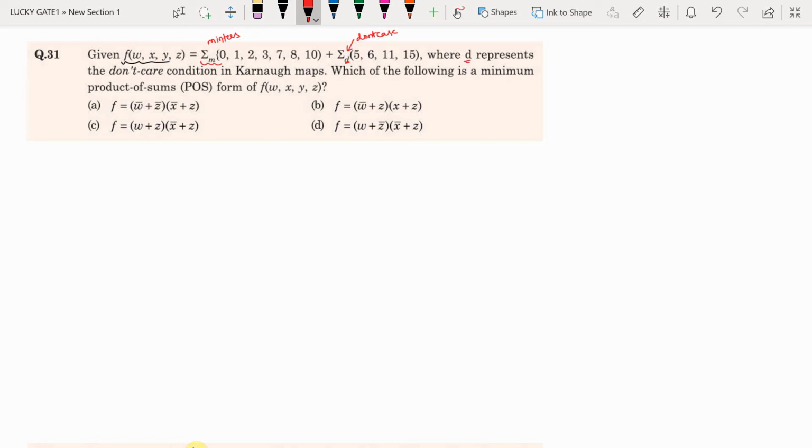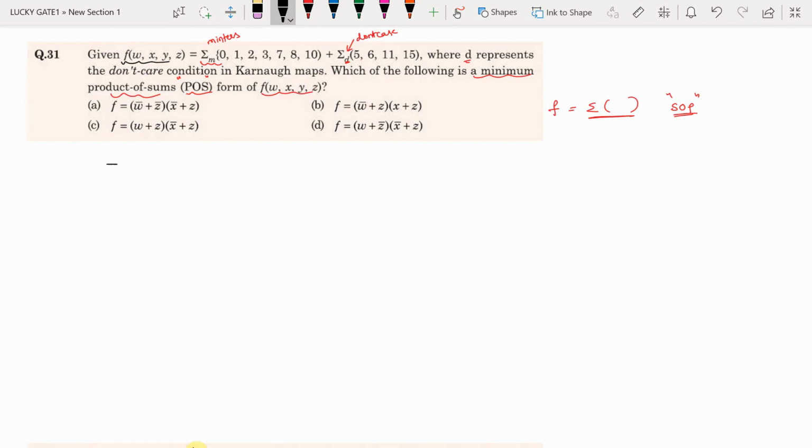Now the question is, which of the following is a minimum product of sums of f of w x y z? And friends, you observe, because the function is mentioned in the form of minterms, if you minimize the minterms, you are going to get sum of product terms. But what is the question? Product of sum terms are given. First, we will represent this function on the Karnaugh map, we call in short K maps.